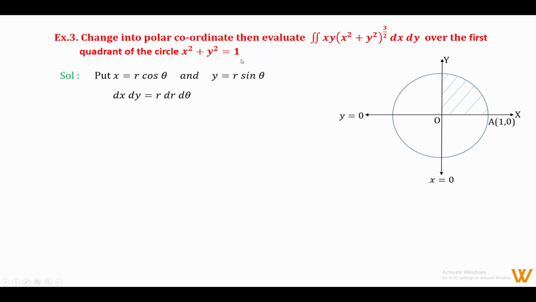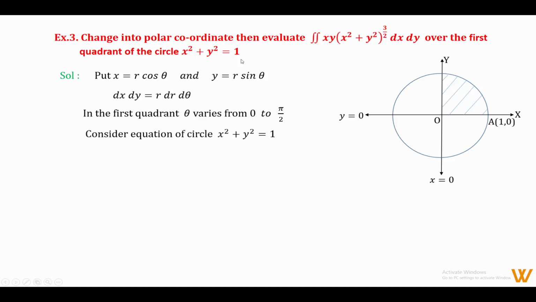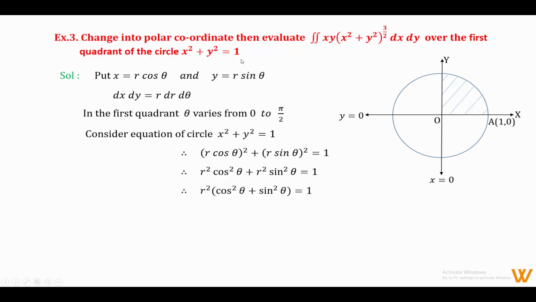In the first quadrant theta varies from 0 to pi by 2. Now find the value of r. So consider the equation of the circle, x square plus y square equal to 1. Here put x equal to r cos theta and y equal to r sin theta. So we get (r cos theta) square plus (r sin theta) square equal to 1. So we get r square cos square theta plus r square sin square theta is 1. Taking r square common, r square into (cos square plus sin square) equal to 1. So r square equal to 1 and therefore r equal to plus or minus 1.